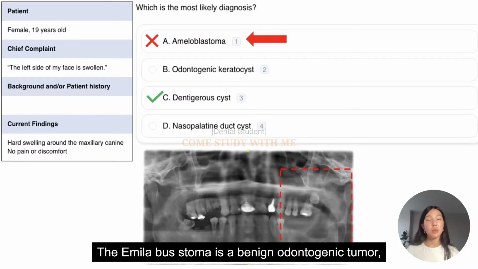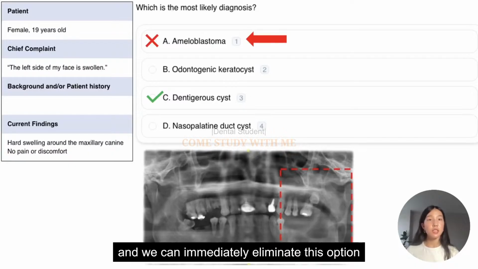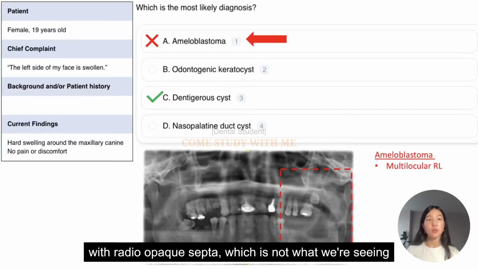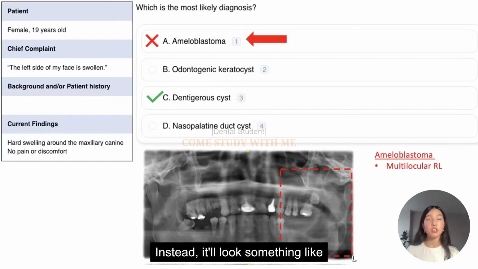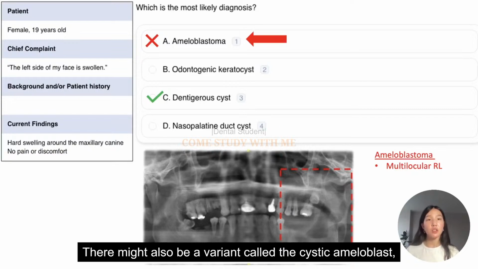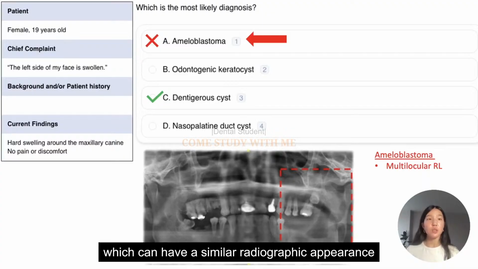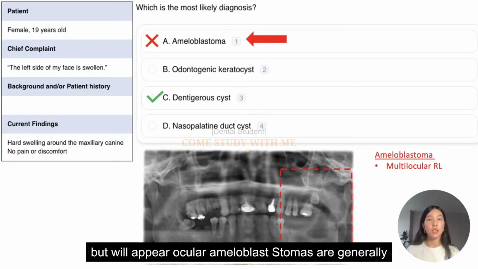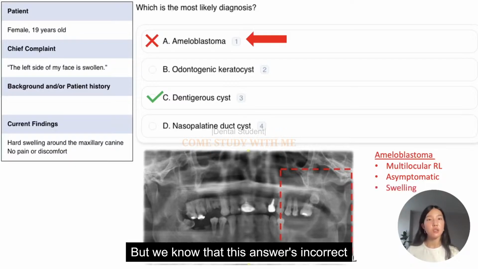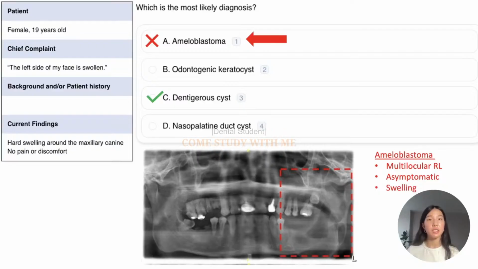The ameloblastoma is a benign odontogenic tumor, and we can immediately eliminate this option because it generally appears as a multilocular radiolucency with radiopaque septa, which is not what we're seeing with the patient's radiograph. Instead, it'll look something like what we're seeing here in the red box. There might also be a variant called the unicystic ameloblastoma, which can have a similar radiographic appearance but will appear unilocular. Ameloblastomas are generally asymptomatic, but if they get large, they can present with swelling like what we're seeing with the patient, but we know that this answer is incorrect because of the radiographic appearance.